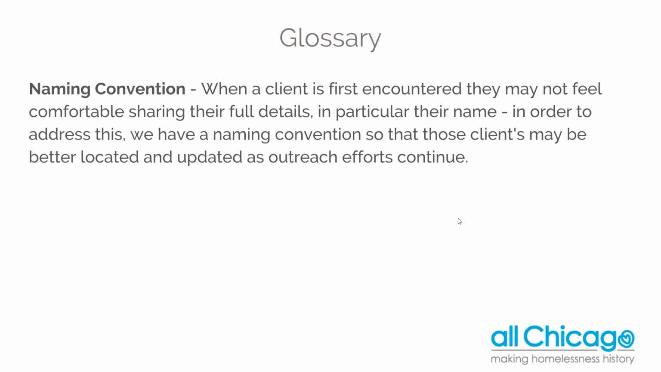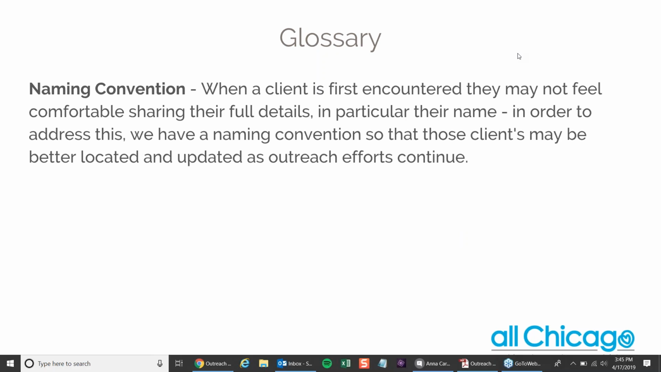Now, the next concept that I want to talk about is the naming convention. When a client is first encountered, they may not feel comfortable sharing their full detail, in particular their name. In order to address this, we have a naming convention so those clients can be better located and updated as outreach efforts continue. We're going to get into what the naming convention is a little later in this presentation, so just hang on tight. This is what we're going to use for those clients that don't give you their name initially, but we still want to be able to track them and record them in the system.